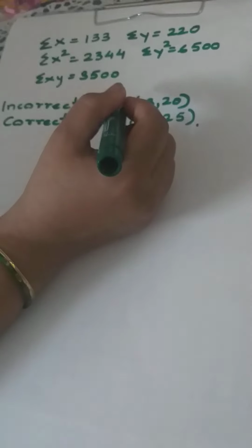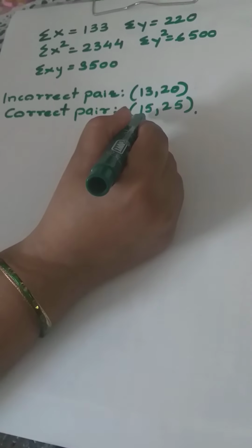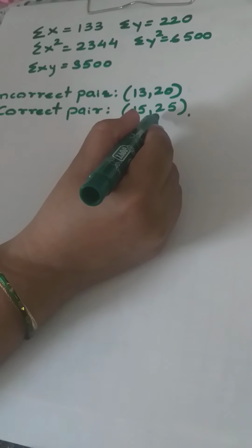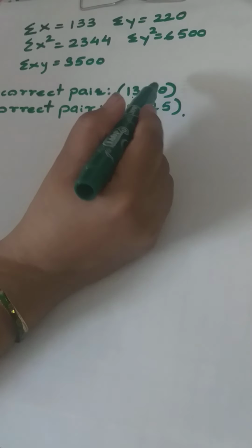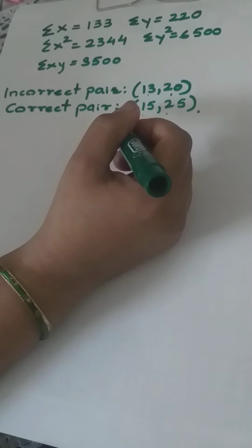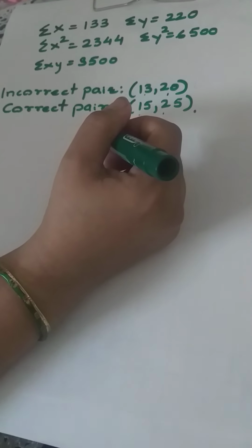Today we will study a type of sum in which we are given the values of the variables in this way. Summation x is given as 133, summation y 220, summation x square 2344, summation y square 6500 and summation xy as 3500. Here it is given that instead of taking one of the pair of observations as 15, 25, it was taken as 13, 20. So now we have to find the correlation coefficient for this, right?